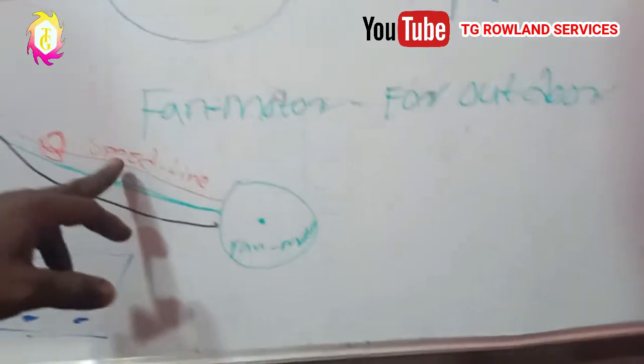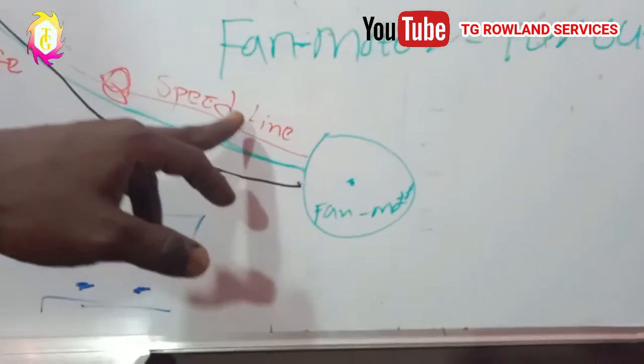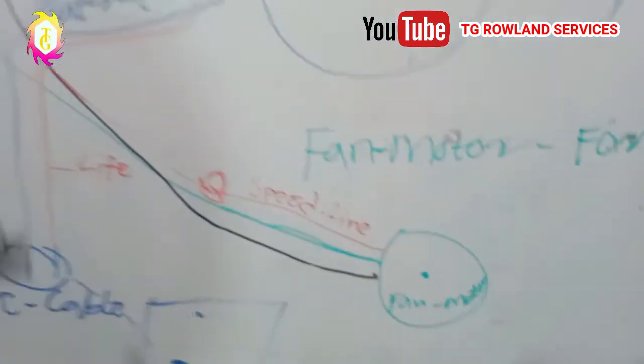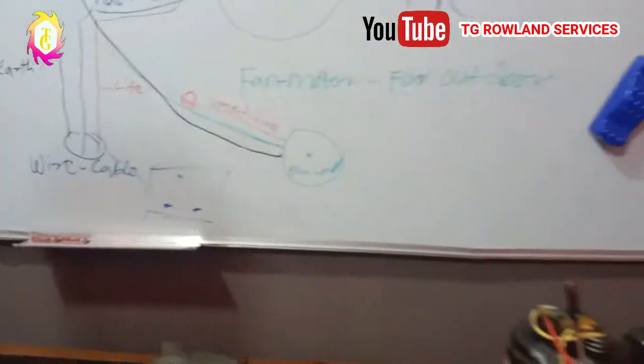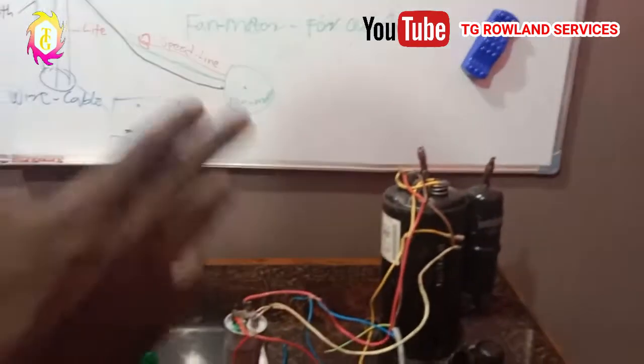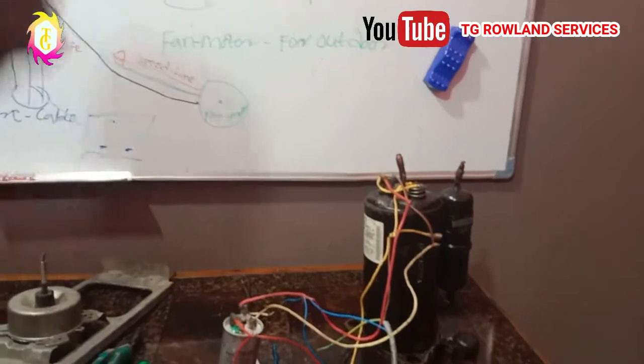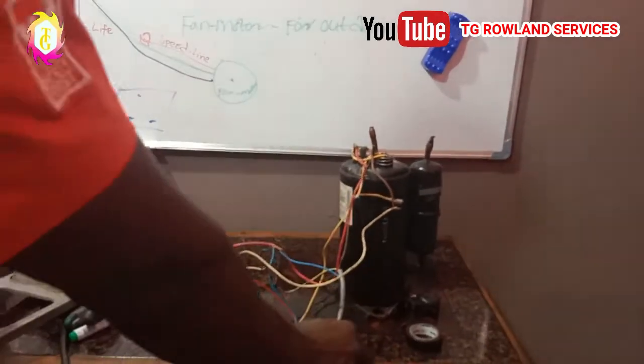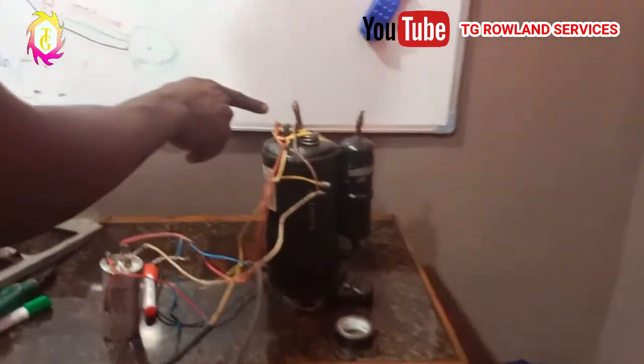Which is this man, and now watch closely here. This is the speed line, which is the red wire. I've taken it to the live. Now, when you watch, the whole connection is being connected, right? So let's talk about it again for you to understand. Come back to this place.